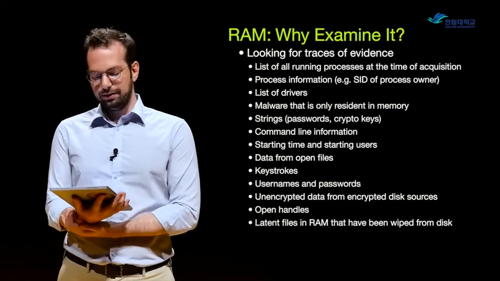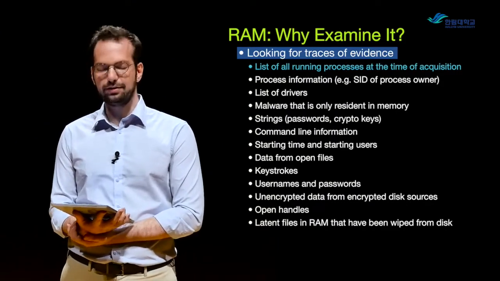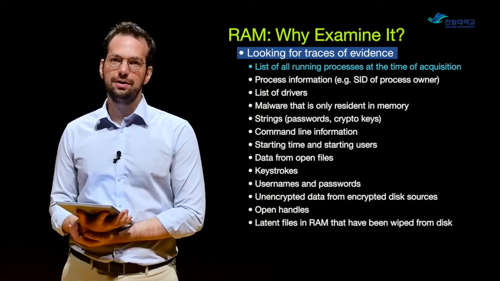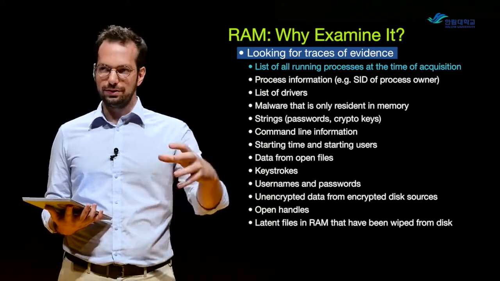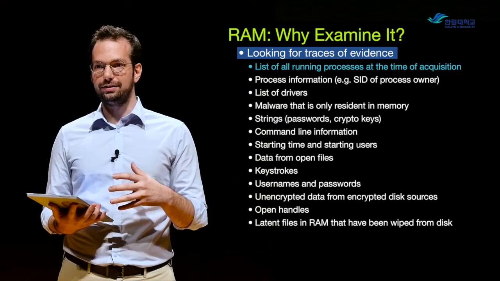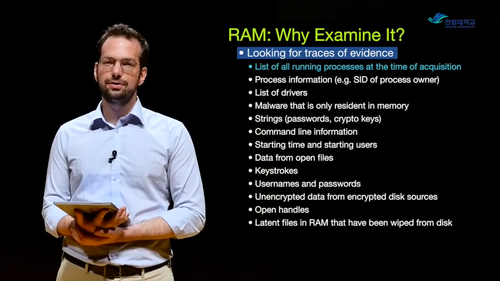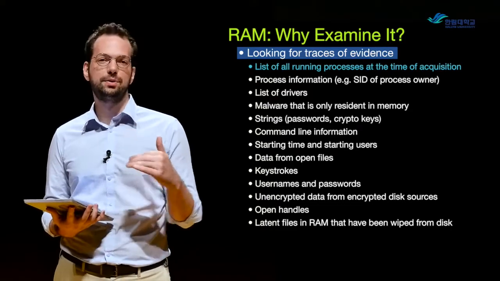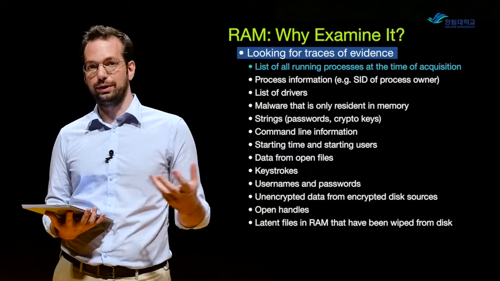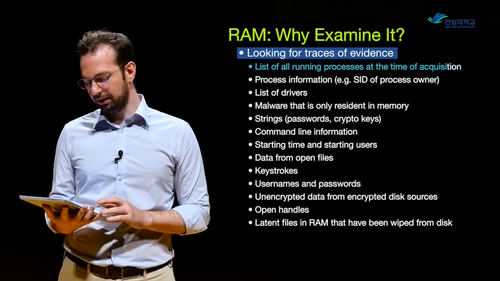So looking for traces of evidence in RAM could be things like lists of all running processes. All of the processes that are in RAM, everything that's running, we can potentially recover that list, and that's really useful, for example, for malware analysis. Sometimes the malware attempts to hide its processes, but if we can get a copy of RAM, we can potentially recover all of the processes that are currently running.